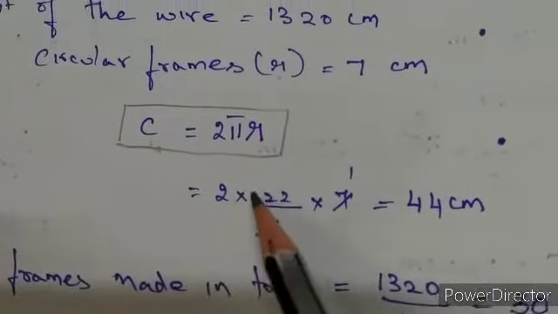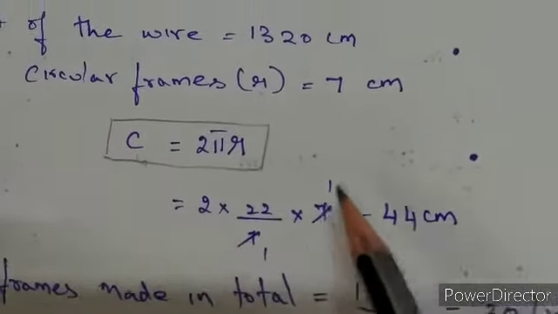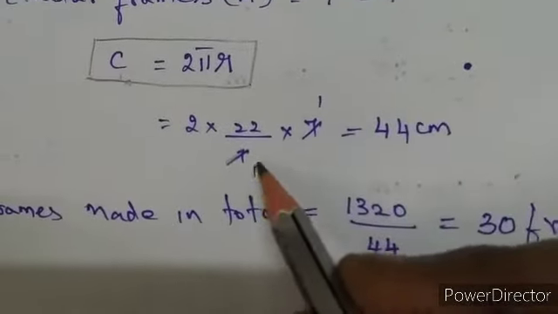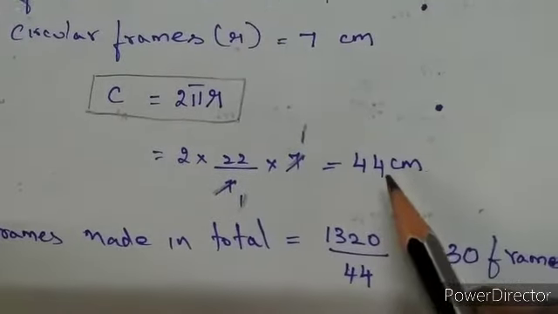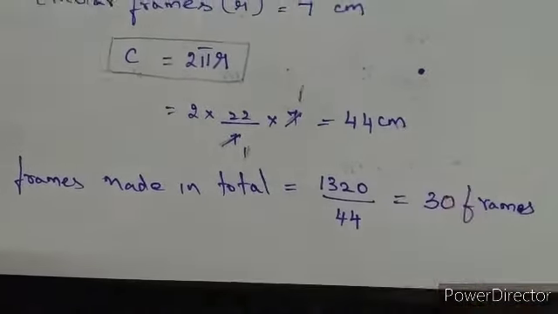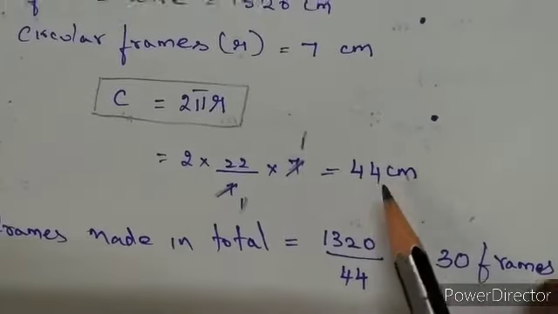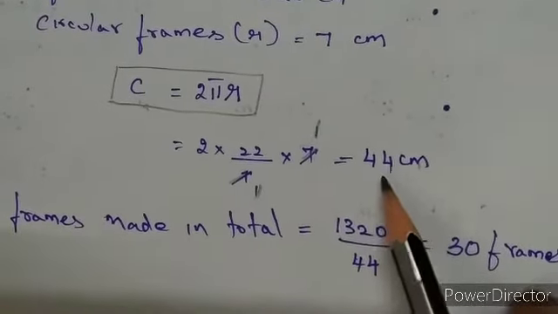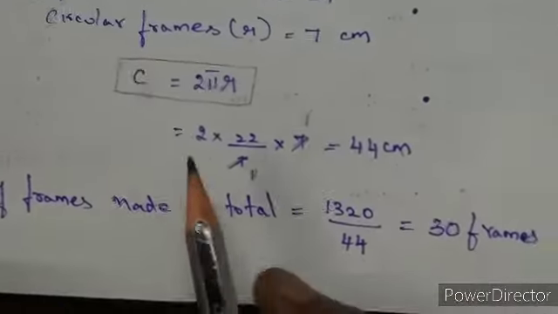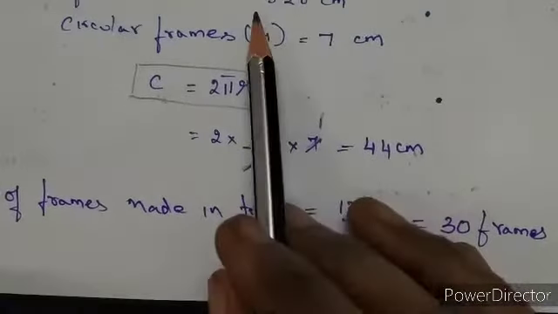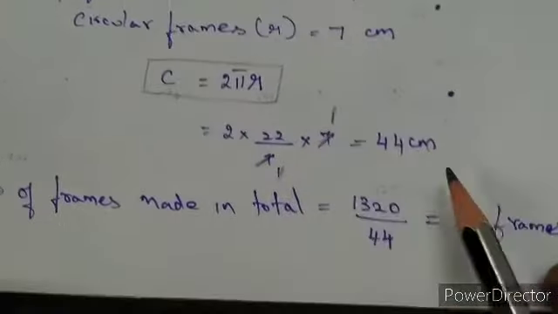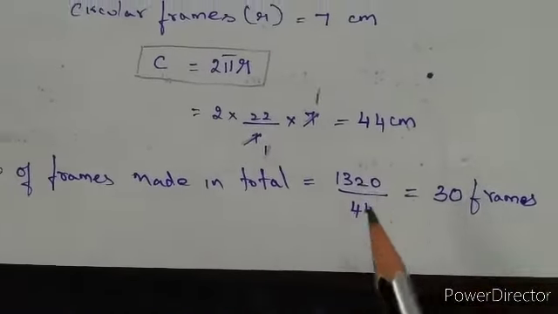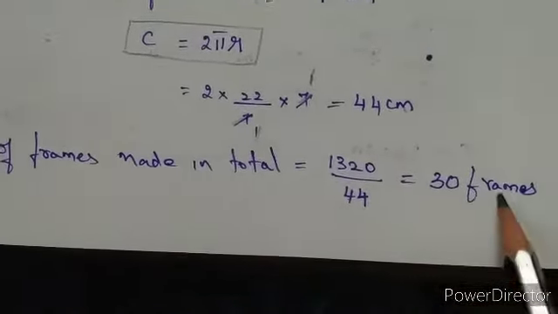Now 2 into 22 by 7 into the radius 7. 7 ones are 7. Now 22 into 2, 44 centimeter. So for each frame you use 44 centimeter of wire. The total wire is given as 1320 centimeter, so you have to divide by 44. So you will get the number of frames.